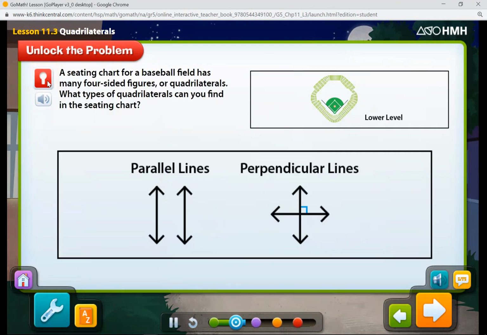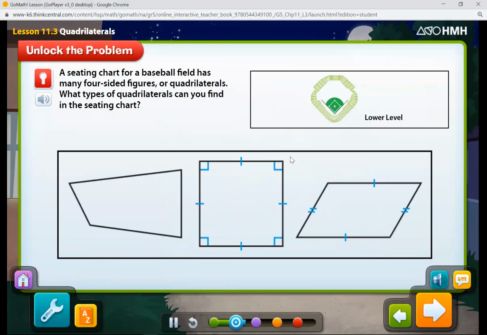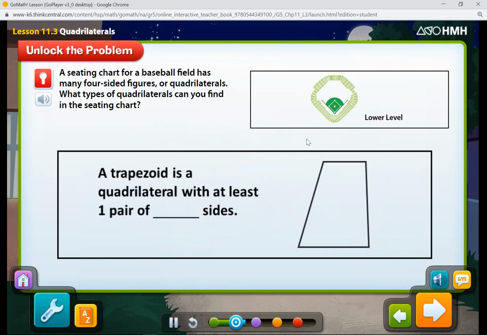There are special types of quadrilaterals. You can classify quadrilaterals by their properties, such as parallel sides and perpendicular sides. Parallel lines are lines that are always the same distance apart. Perpendicular lines are lines that intersect to form four right angles. A quadrilateral has four sides and four angles. Let's complete the sentences that describe the different types of quadrilaterals.